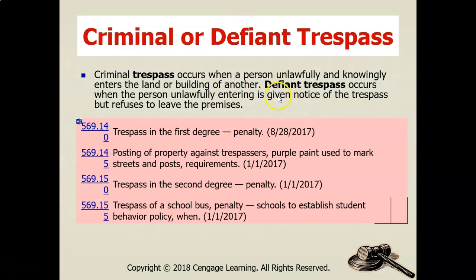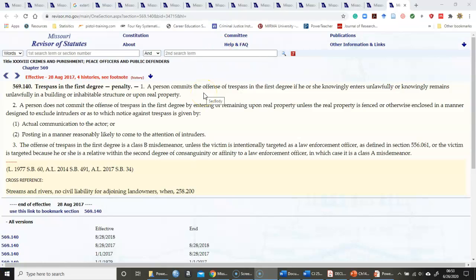The last one we want to look at today is trespass. So a person commits trespass if they knowingly enter unlawfully or knowingly remain unlawfully in a building or inhabitable structure upon real property. So real property is any property. A person does not commit the offense of trespass in the first degree by entering or remaining upon real property unless the property is fenced or otherwise enclosed in a manner designed to exclude intruders, or as to which notice against trespass is given. So purple paint, fenced, signage, that's what we're going to have to give that trespass in the first degree, or they've been told, don't come back.